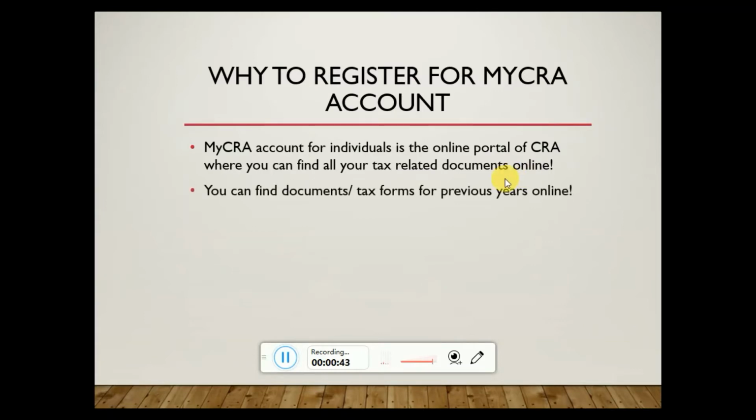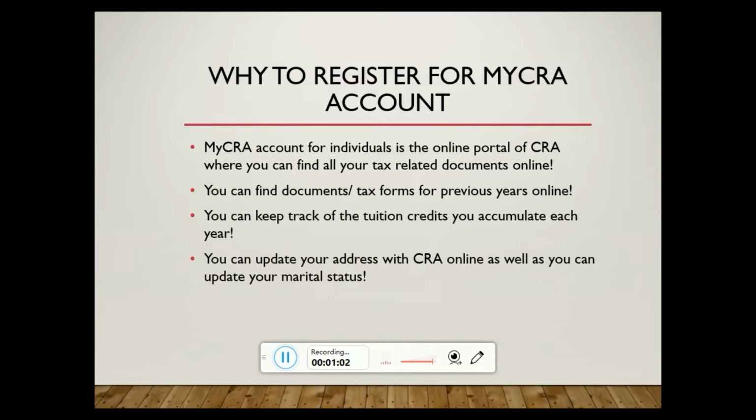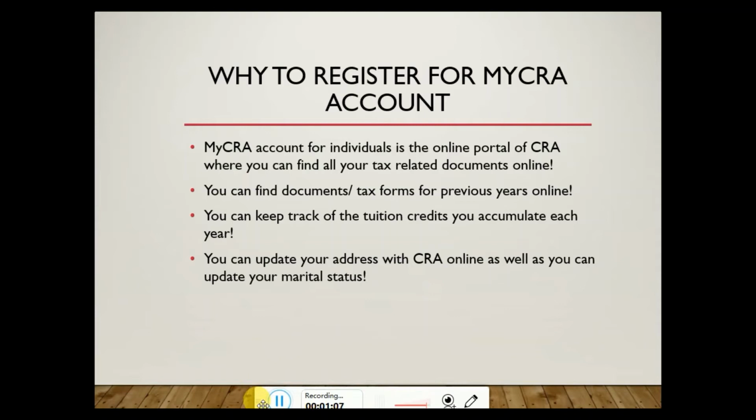You can find all your documents and tax forms for previous years online, not only the current year, meaning the tax year you're filing for, but also all previous years. You can keep track of tuition credits you accumulate each year, so you can see how those are adding up. You can also update your status with CRA online, including your marital status. So it is an excellent tool to have, so that you can update it online and you don't need to wait in order to give them a call or send a post or anything. You can just update your address online.